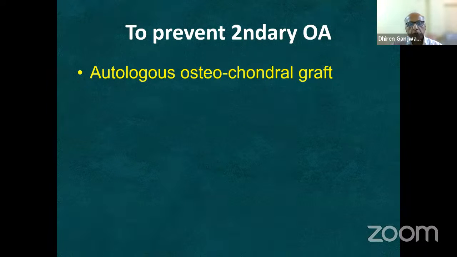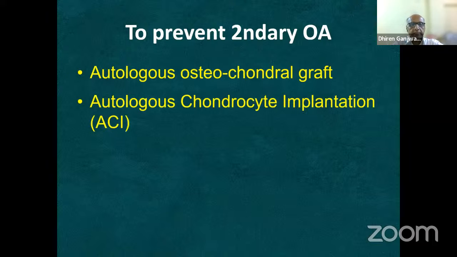So the first option is autologous osteochondral graft. Now we are going slightly to a higher level, so I will use more and more animations and pictures so that the concept becomes clear. The first option is autologous, meaning we are taking from the patient's own body an osteochondral graft, a piece of cartilage and bone together as a graft, and then we put it at the site of the defect.